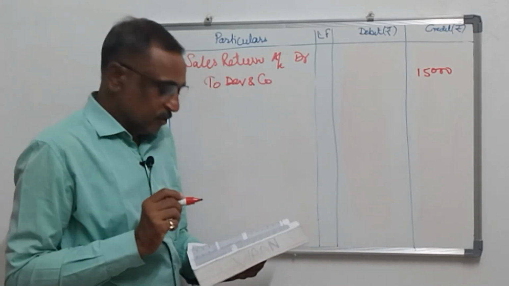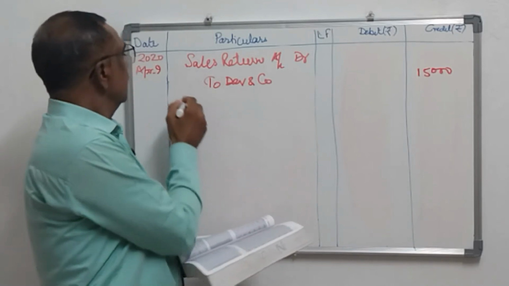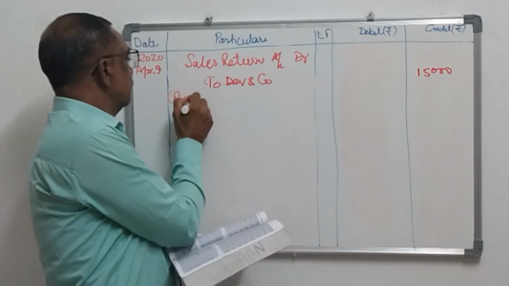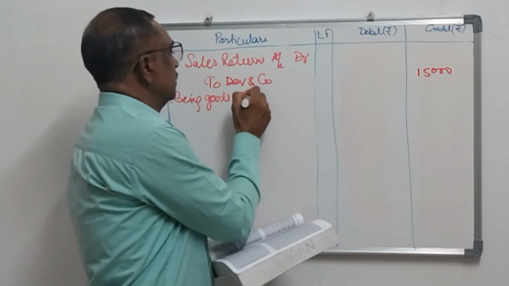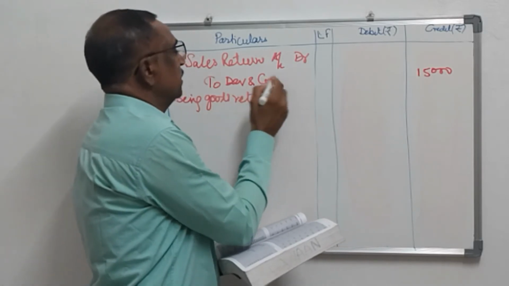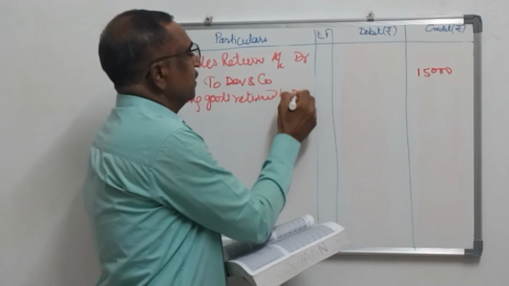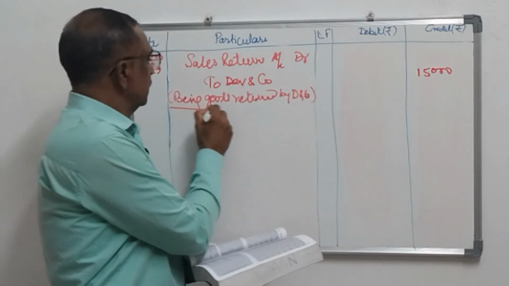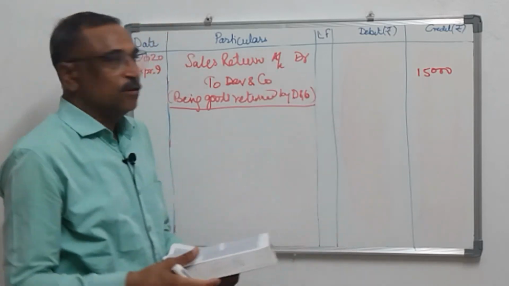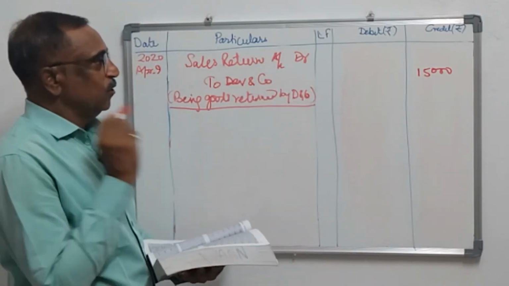Got it? So narration will be being goods returned by Dev and Company. Okay? This is how we have to do it. And let me tell you one thing more.